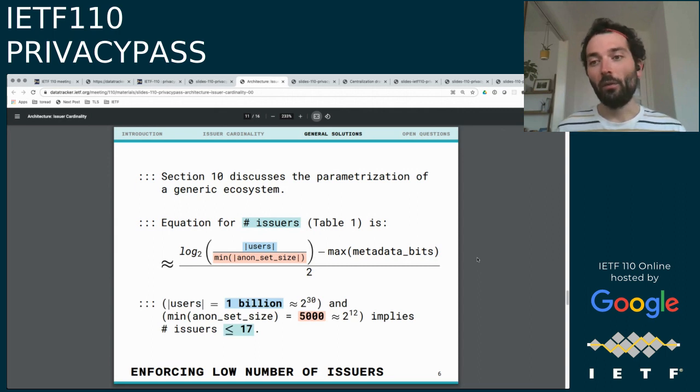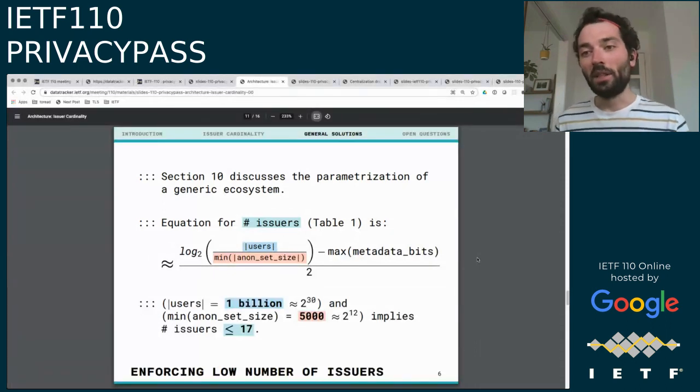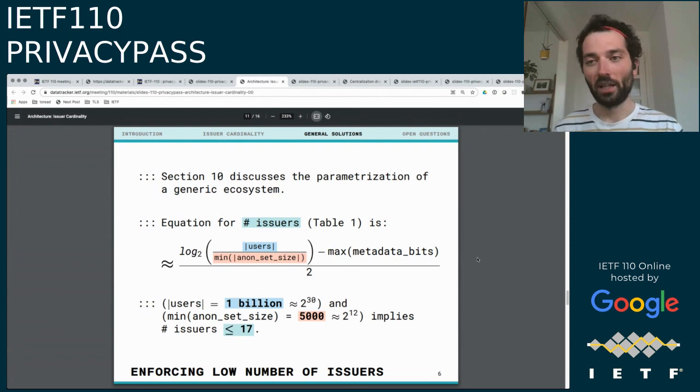And so if we take a really massive ecosystem, like 1 billion clients, and then an anonymity set size of 5,000, which is currently in the document plucked out of thin air. If we have some better guidance around what that minimum anonymity set size should be, then that would be useful. We get a maximum number of issuers of 17. This doesn't even allow for any metadata bits. So the more metadata bits you add, the more you reduce this, by 1 for every metadata bit.